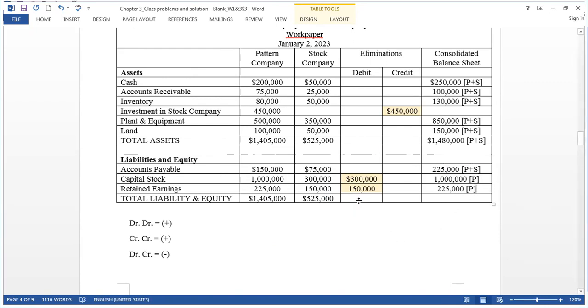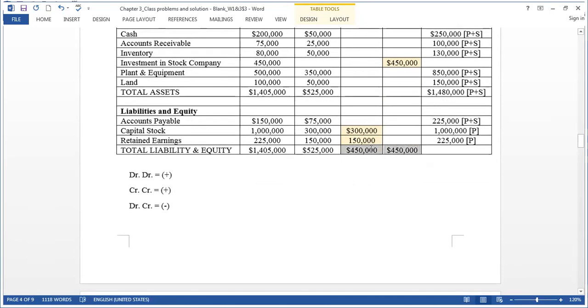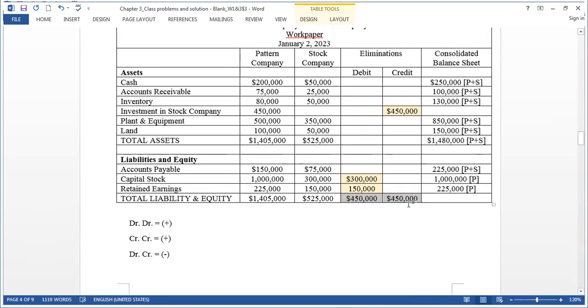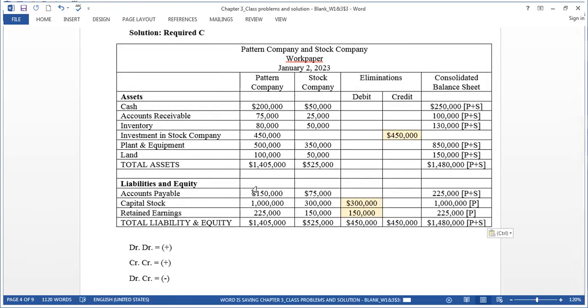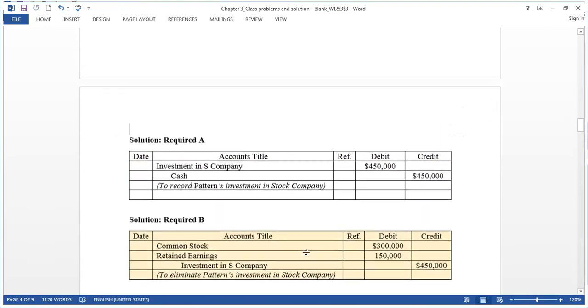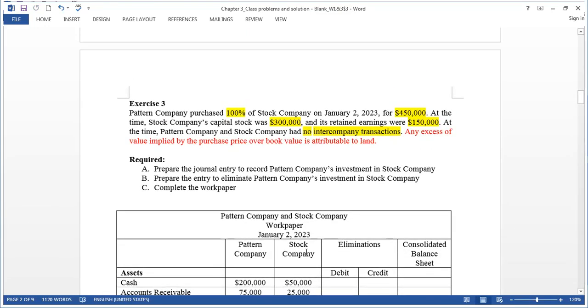Now if we add the total column, here it is 450. So debit 450 and credit 450. This is elimination, right? Close. Do you understand? Then we have the remaining amount. So this is about question 3. Now let's see question 4.